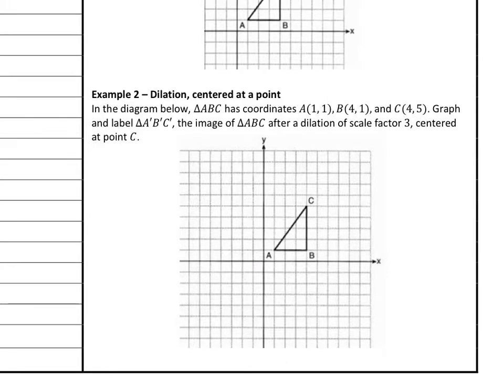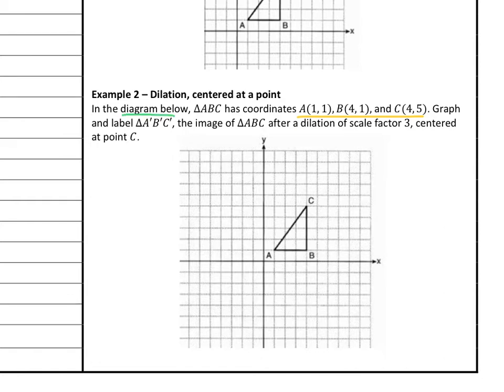Alright, so here we are for example 2. Sorry, I just had to make a new slide out of that, but I'm still on the same page. And if you notice, it's the same exact picture we had before, triangle ABC, and our coordinates are still the same from what we had above. And this time it says graph and label triangle A prime, B prime, C prime.